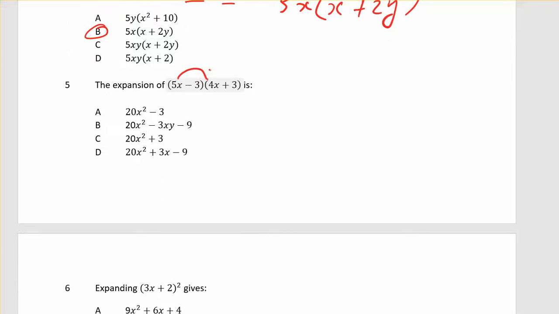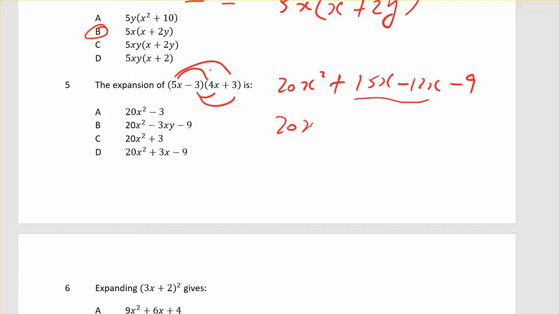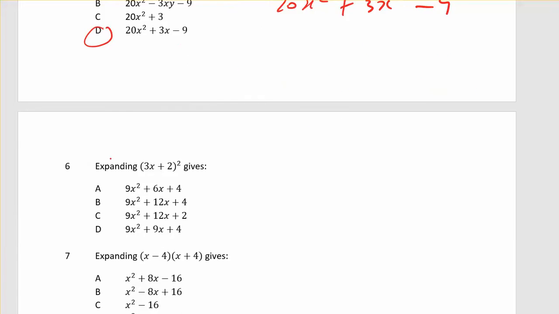Expanding this, so it's rainbow. 5x times 4x is 20x squared. 5x times 3 is 15x. Negative 3 times 4x is negative 12x. Negative 3 times positive 3 is negative 9. So I can combine like terms together. So those two are like terms. 15 minus 12 is positive 3x minus 9. So D is the answer.